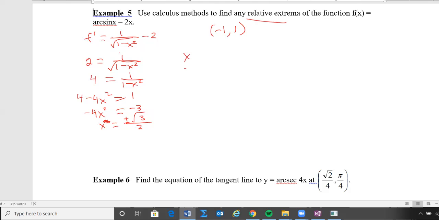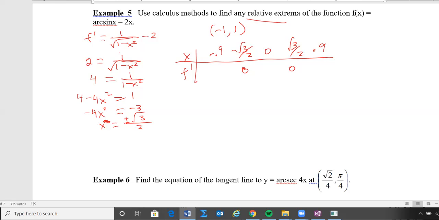So let's do our first derivative test. We have a 0 in the middle, we have minus root 3 over 2, and we have root 3 over 2. Those are the critical numbers. Now, let's get a handle on this number. This is about negative 0.866. So we could use maybe negative 0.9, and we'll use 0.9 over here. We're kind of splitting hairs on this one.